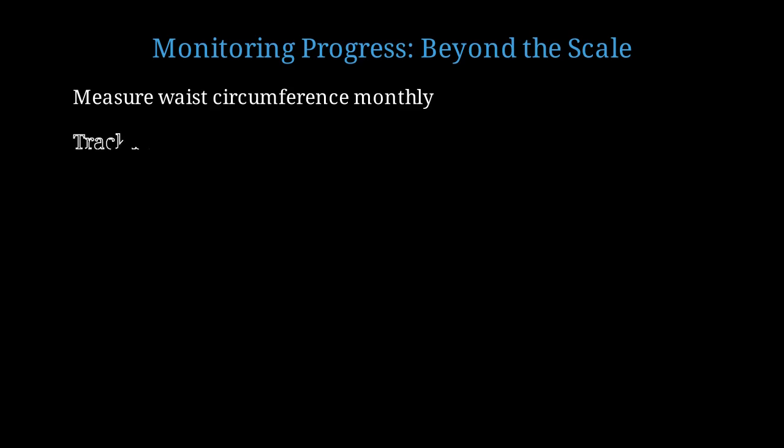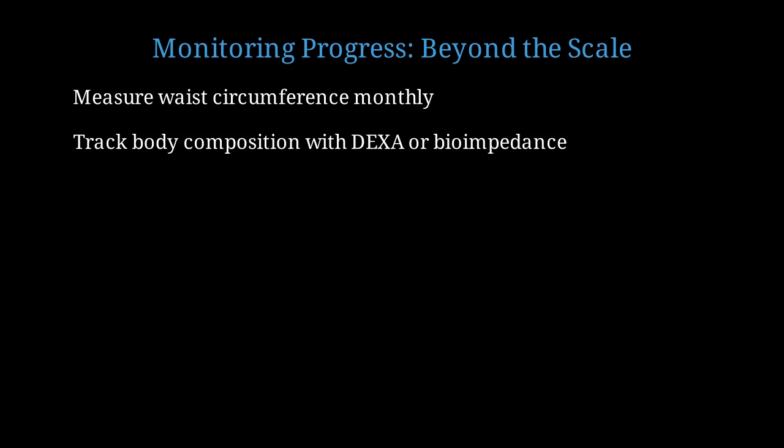When addressing hormone-related body shape changes, it's important to monitor more than just body weight. Measure waist circumference monthly. This is often a better indicator of metabolic improvement than total weight. Track body composition with DEXA scans, or bioelectrical impedance. You want to see fat mass decreasing and lean mass maintained or increasing.